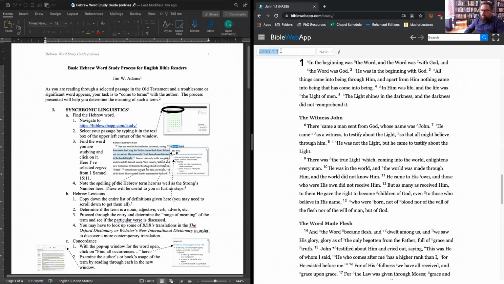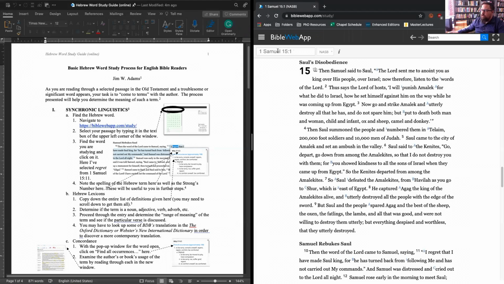So we're going to go up here and we're going to put in 1 Samuel, okay? And specifically, we want to do 1 Samuel 15, right? That's the passage that we're in. So 1 Samuel 15. So you can see here Saul's disobedience. And you can see as I move my cursor, it highlights various words. Some of them it doesn't highlight.